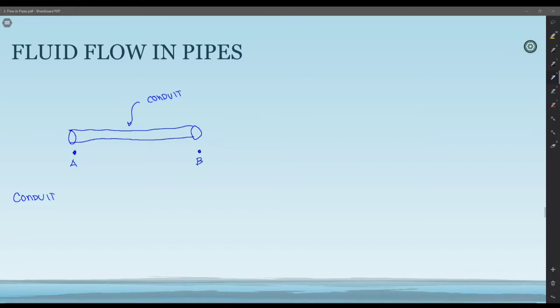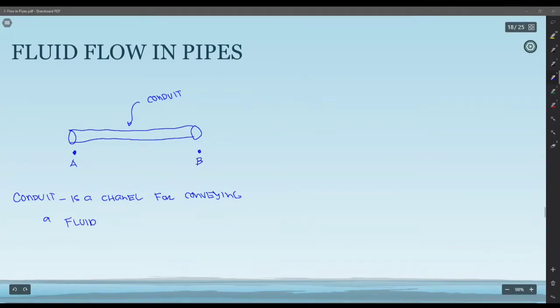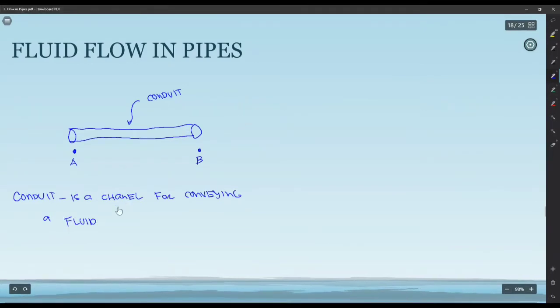So a conduit is a channel for conveying a fluid, or pwede rin natin sabihin na gases, kasi ang gases is considered also as a fluid. Okay, pero most of the time naman is water din naman yung ginagamit natin.